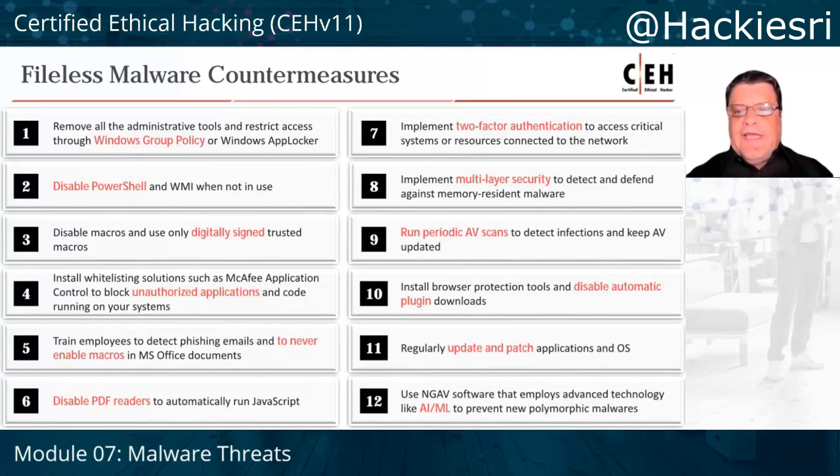Next, you can run periodic AV scans to detect infections and keep AV updated. You can install browser protection tools and disable automatic plugin downloads. Also, you can regularly update and patch applications and the OS, which again is basic routine maintenance. And finally, you can use NGAV software that employs advanced technology like AI or ML, artificial intelligence or machine learning, to prevent new polymorphic malware.